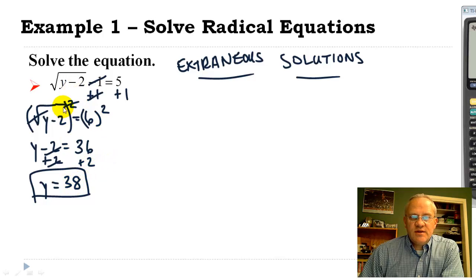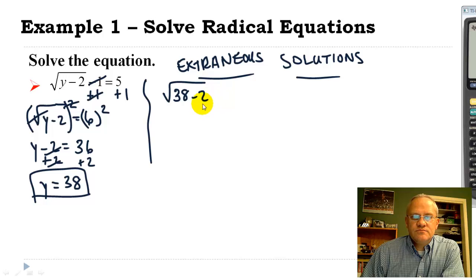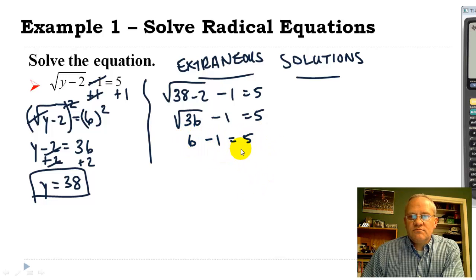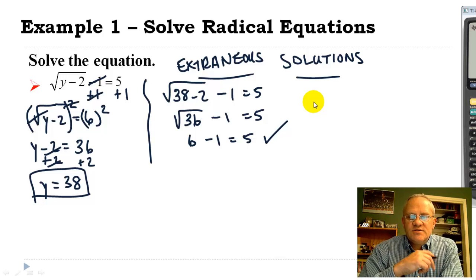So in this case, 38, I'm going to plug this back in here. So here's my check. I've got 38 minus 2, and then of course minus 1 equals 5. What's 38 minus 2? 36. So I have the square root of 36, which is 6. Does 6 minus 1 equal 5? It sure does. And so that is a good answer. Remember on these to check your answers, because sometimes they will not be correct even though you did everything correctly when you solved it. It just doesn't work out.